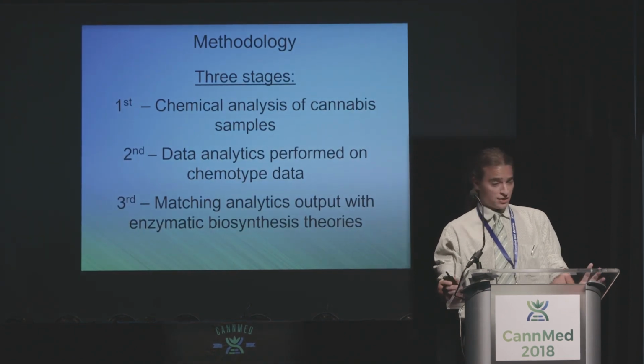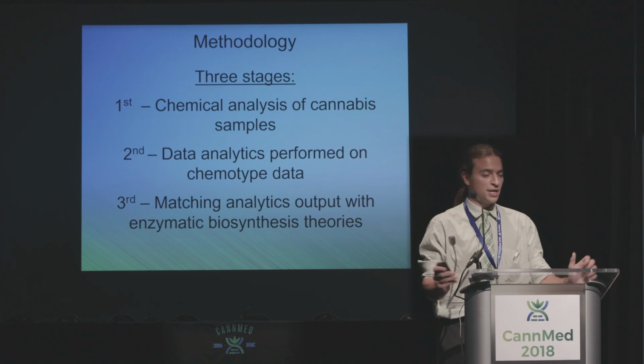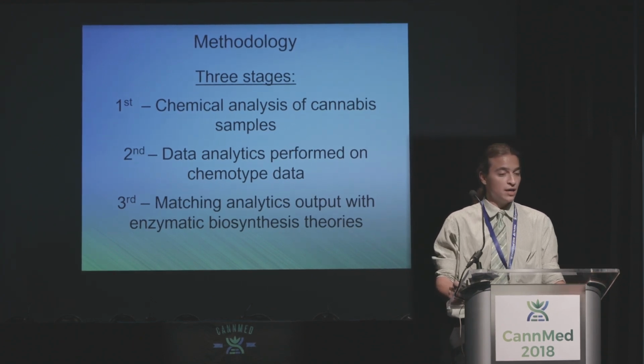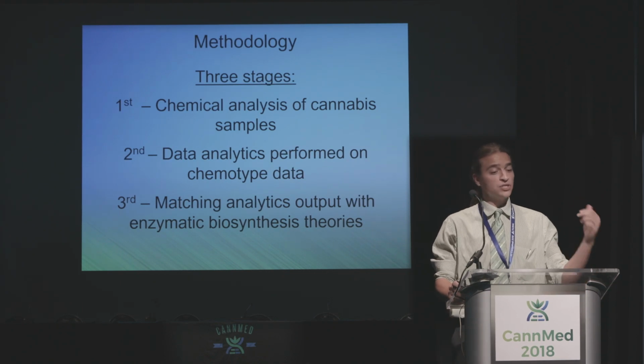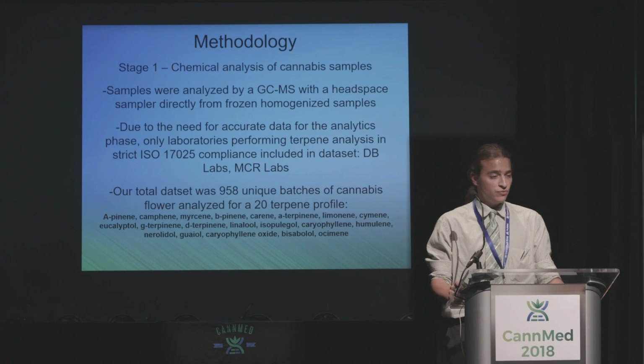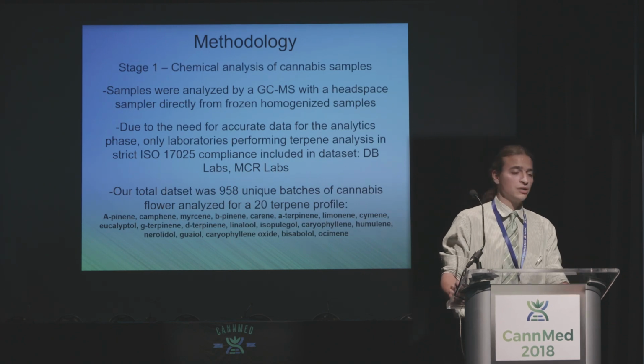So the methodology's got 3 phases. Phase 1 is chemistry, chemical analysis, how do we know what terpenes are in what. Phase 2 is computer-assisted algorithms and data analytics, and phase 3 is putting it all together, making the enzyme pathways work. So phase 1, or stage 1 of methodology is just chemical analysis.